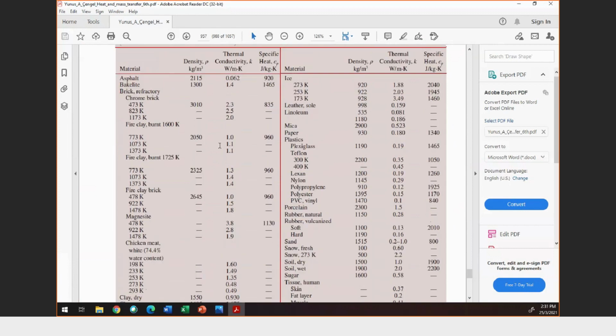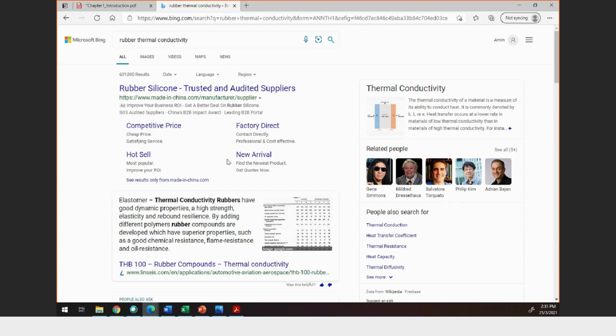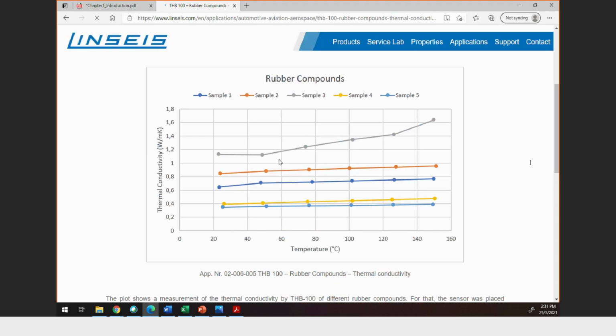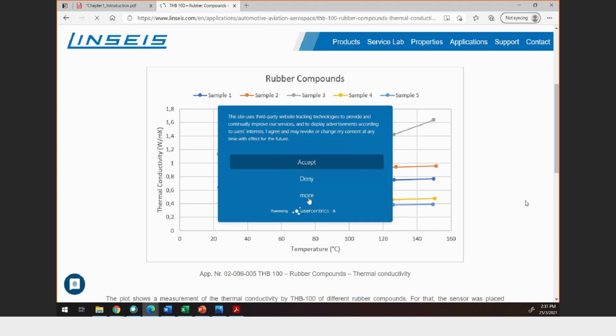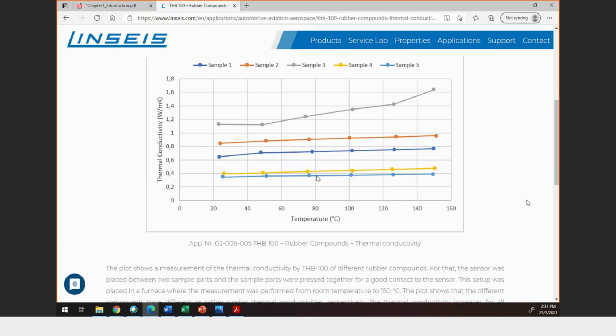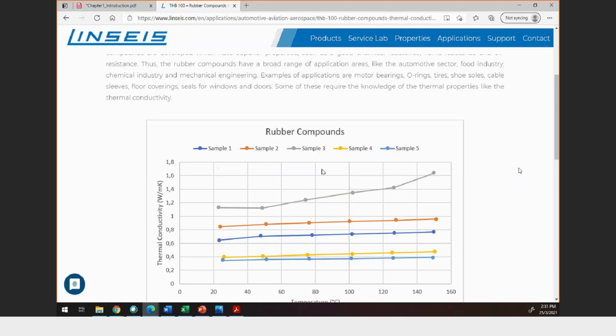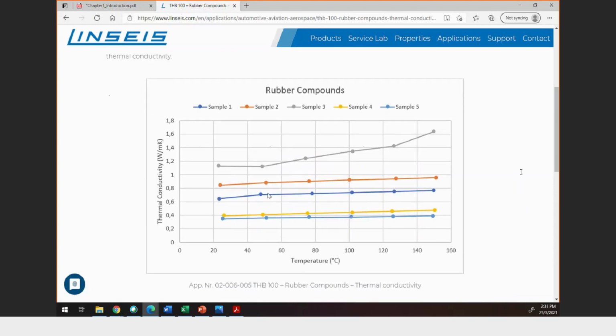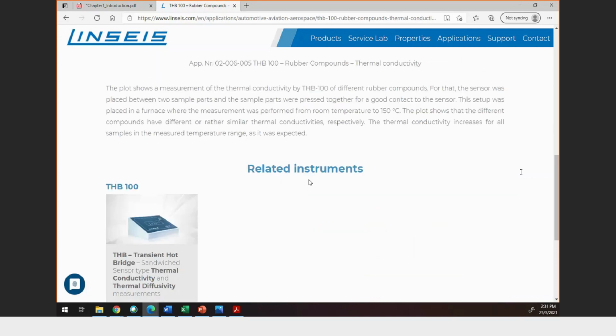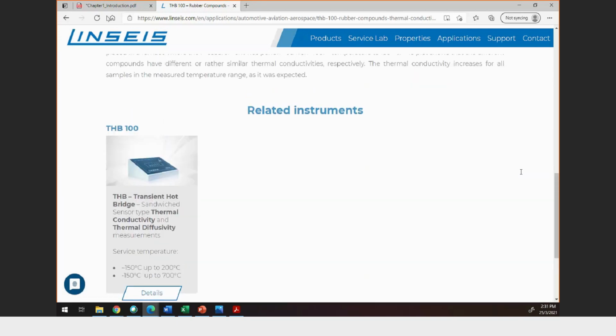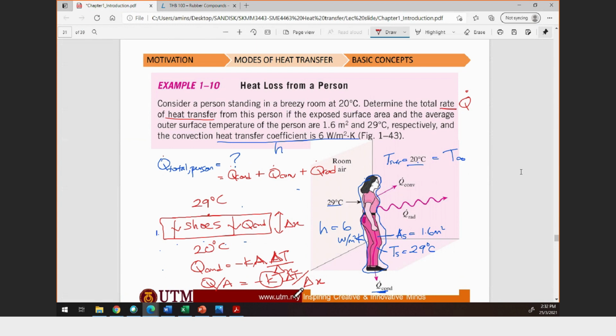Then we have to find from the... So this is rubber natural. From this one, thermal conductivity for the rubber. So it's about, let's say 60 degrees Celsius. It's about 1 thermal conductivity, watt per meter Kelvin. So rubber is very low thermal conductivity.